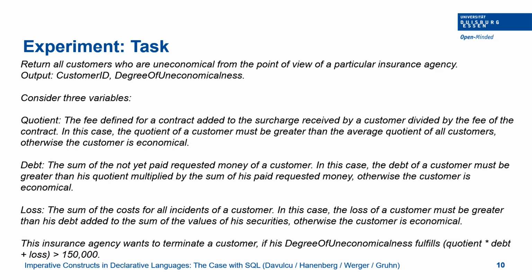What we did is we defined three variables in terms of queries that have to be done. We used the term quotient to say that certain fees for contracts have to be determined. Then we spoke about a variable called debt, and we defined a variable called loss. And what we said then is we want to select customers who have a certain characteristic based upon a computation of the previously defined three variables.